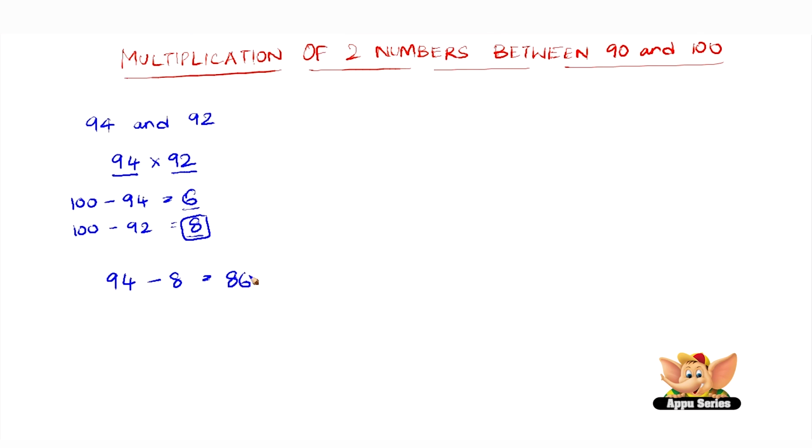86. Now multiply these two numbers. That is 6 into 8 is 48. All you have to do now is combine 86 and 48 to get 8648, which is the final answer of 94 into 92. Now the same multiplication, let us do it in the method that we've been doing till now.